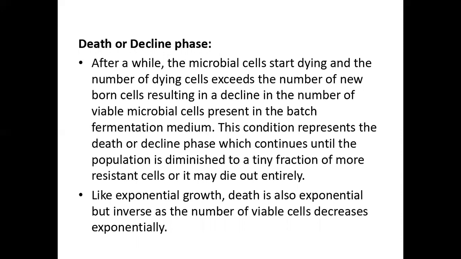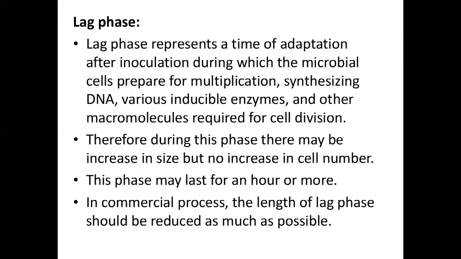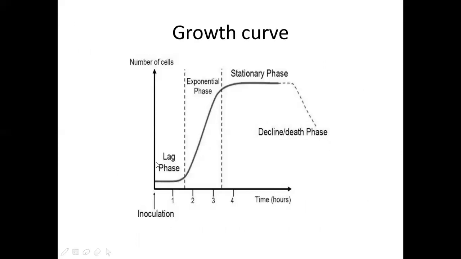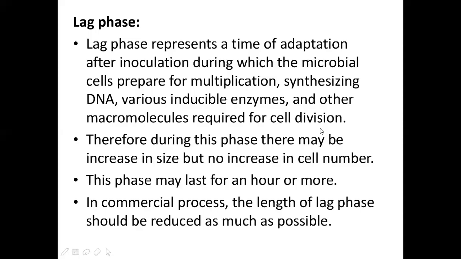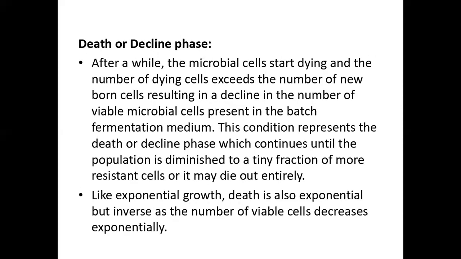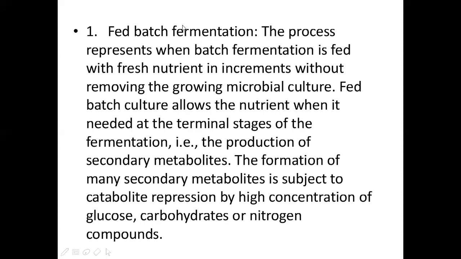So we are saying in the log phase, the cell number is increasing in an exponential manner. In the same way in the death phase also, the number of cells decreases. Here in the exponential phase, the number of cells is increasing exponentially. Similarly, in the decline phase, the number of cells is decreasing in an exponential manner, but in reverse order, right?